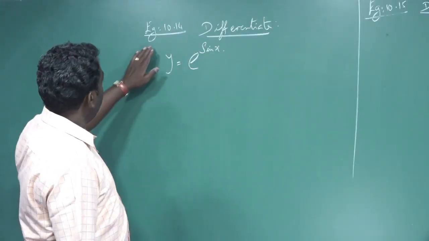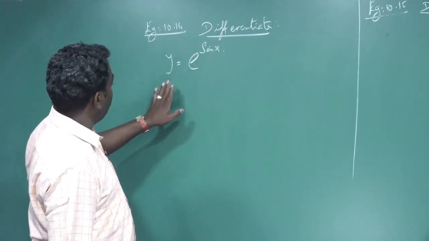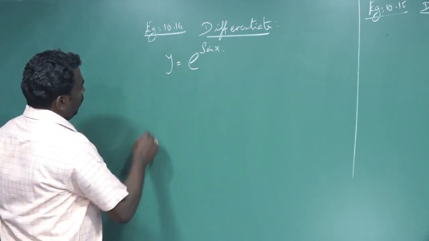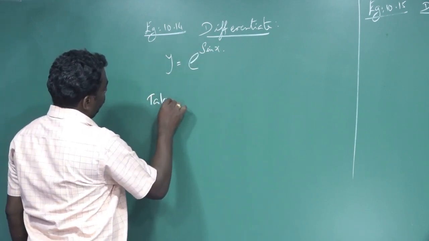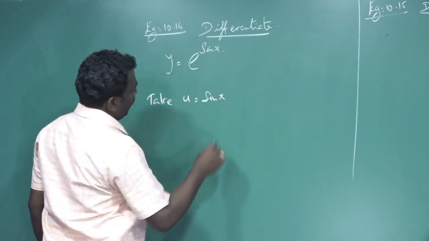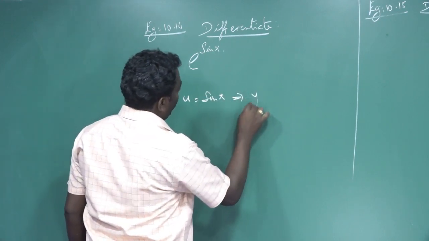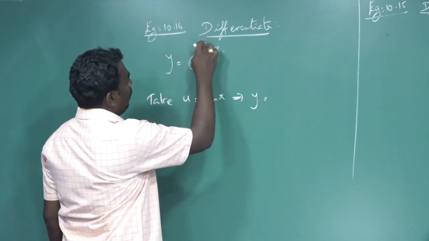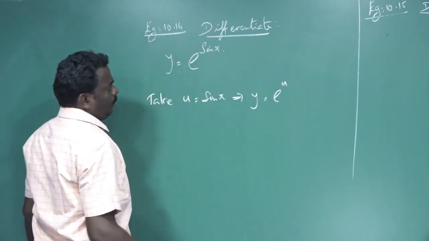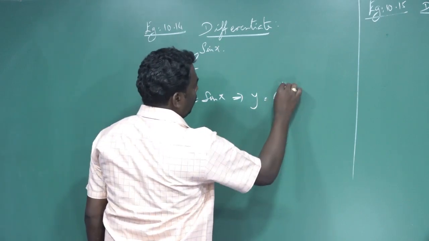Come to the next example, number 10.14. Differentiate the given function y equal to e^(sin x). Now take u equal to sin x, and that implies y equal to e power u, that is e^u.